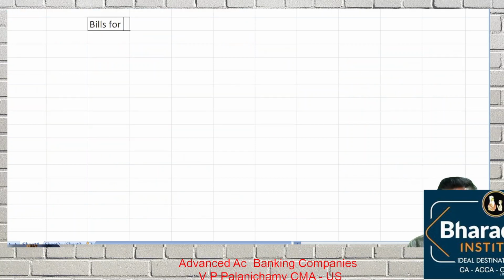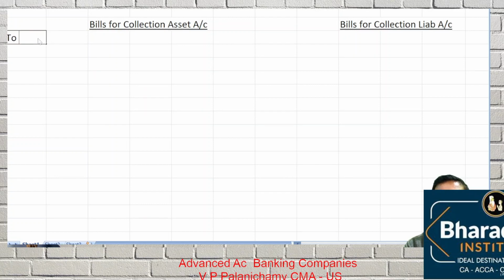So in the exam, sometimes they can ask you to prepare bills for collection asset account and bill for collection liability account. It is very simple to prepare. If it is treated as an asset, it will have a debit balance. To balance brought down. What is the opening balance? 51 lakhs. Asset account debit to customer's account. Then, if it is treated as a liability, because on collection we have to pay, by balance brought down 51 lakhs. Liability will have a credit balance.